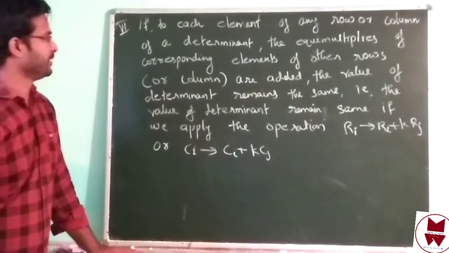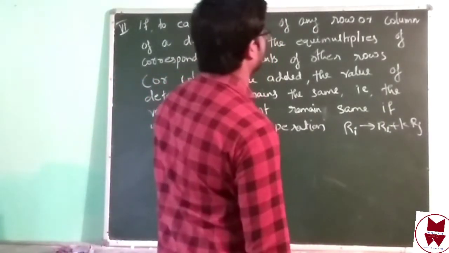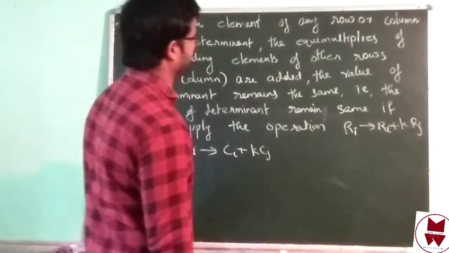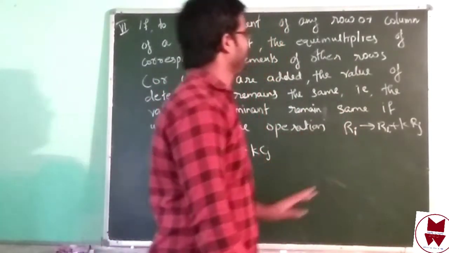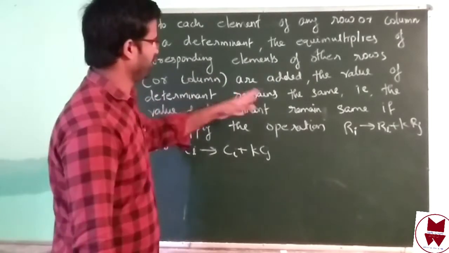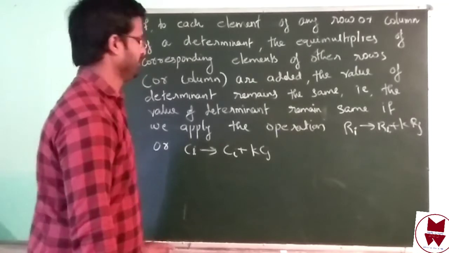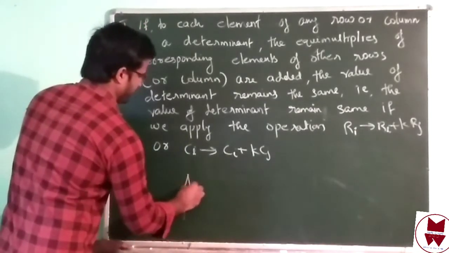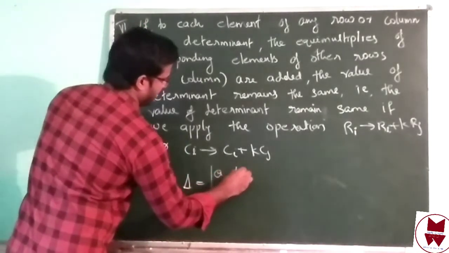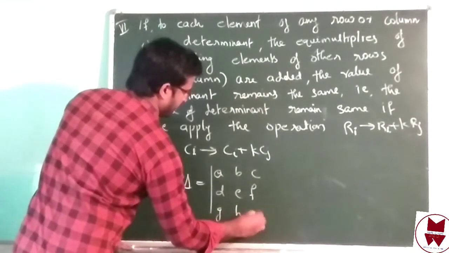This is the last property, property number 6. If to each element of any row or column of a determinant, the equimultiples of corresponding elements of other rows or columns are added, the value of the determinant remains the same. We can see one determinant, delta equals A, B, C, D, E, F, G, H, I.